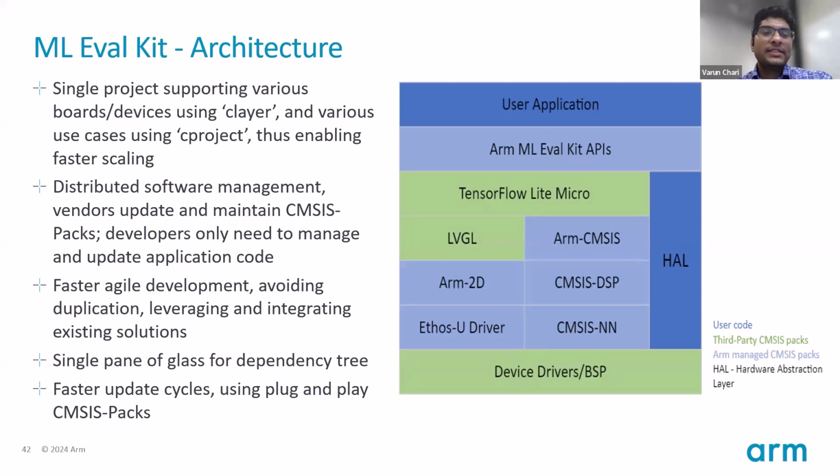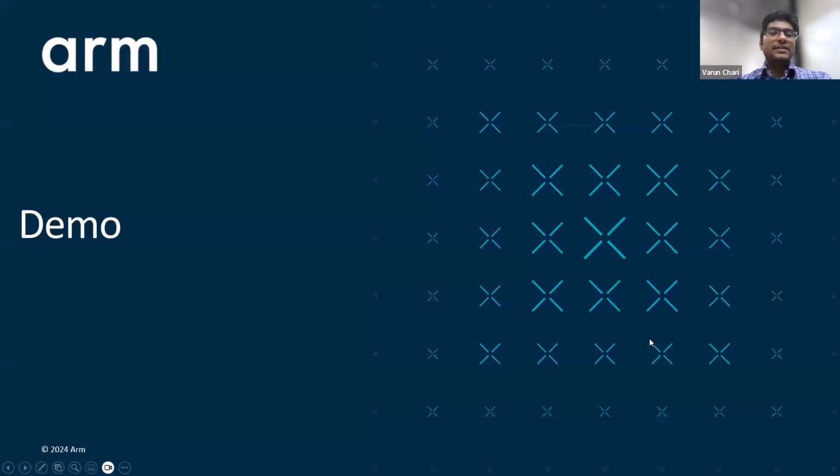So basically this provides you a faster, agile development, avoiding duplication, leveraging and integrating existing solutions. So you don't have to write your own source code for all these things. You can just get those CMSIS packs and start developing in VS Code. So yeah, let's look at a simple standard example.